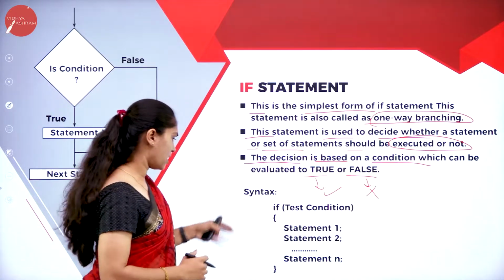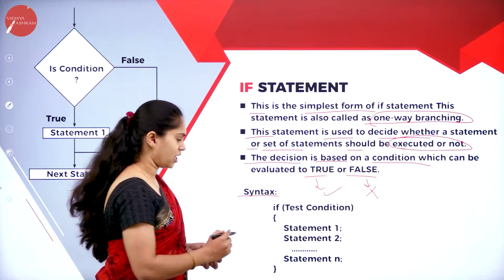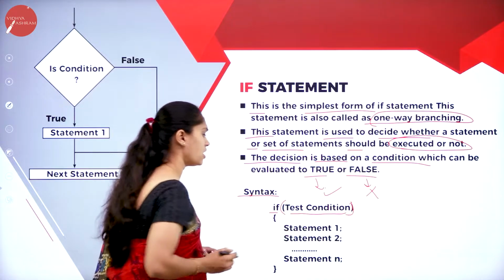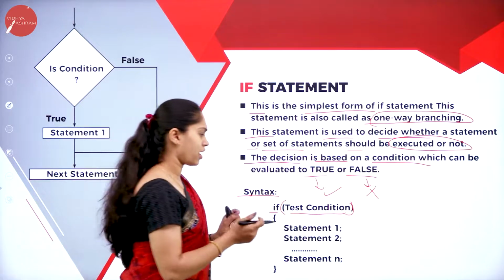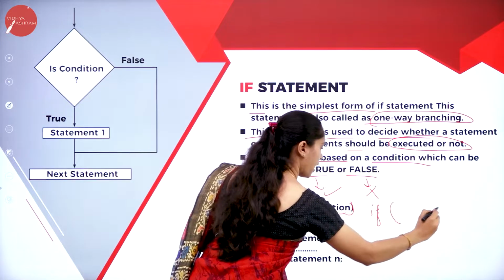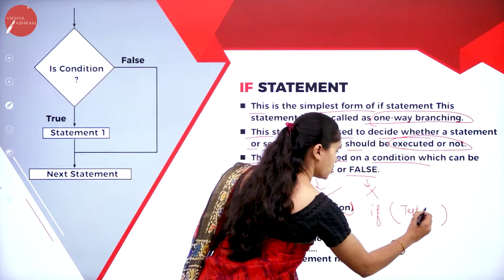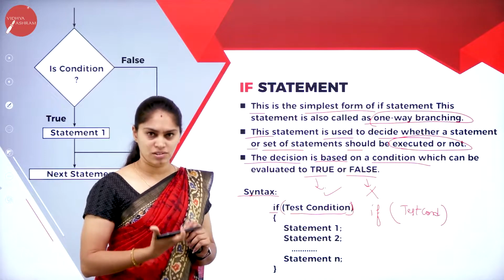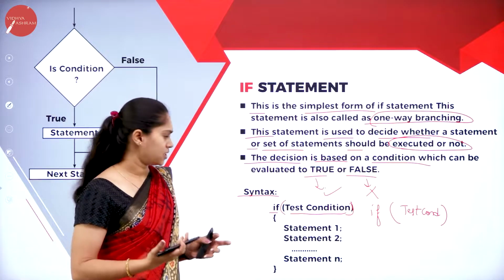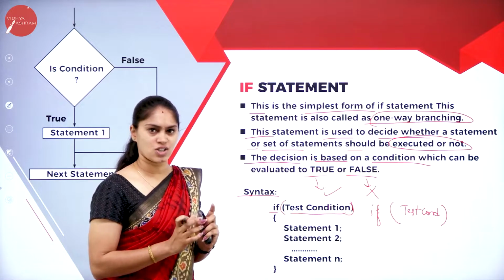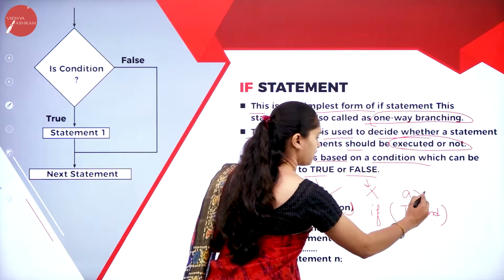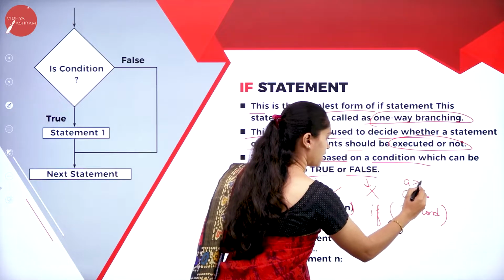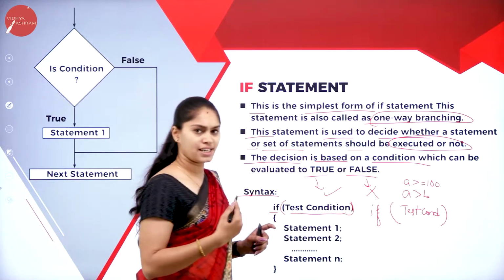So we'll see the syntax, I will explain it to you. Yeah, syntax is important here. If test condition: we are writing this test condition within the parentheses. That test condition can be anything, like an expression or any arithmetic expression. For example, if it is an expression, I can give a greater than b. If it is a mathematical thing, I can consider a is greater than or equal to 100. So the condition can be anything.